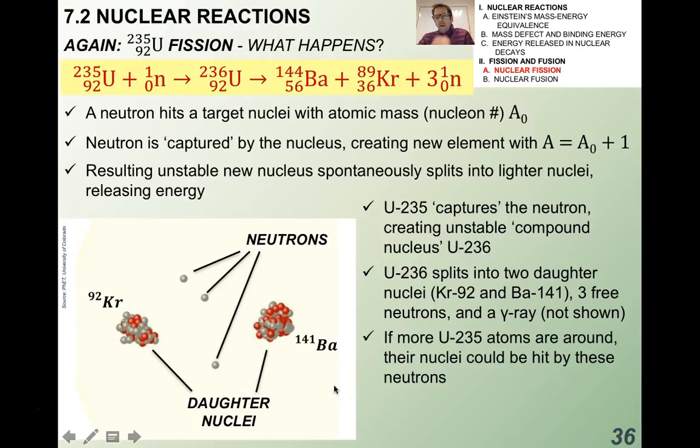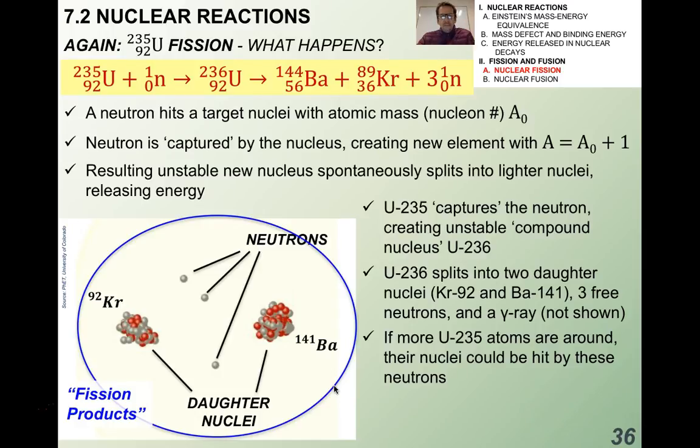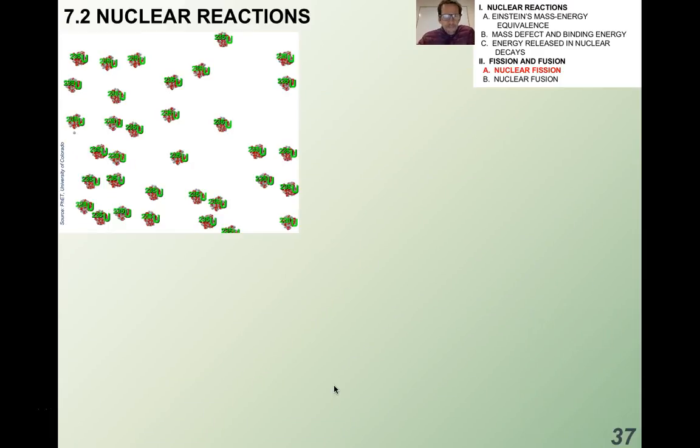Now, if more U-235 atoms are around, their nuclei could be hit by one of those 3 neutrons created by this reaction, okay? These are what are called fission products, and if those nuclei are hit by those neutrons, then the reaction could keep going. Those other 235 atoms could then be converted into uranium-236, okay? And this is one of many possible reactions when uranium-235 fissions. It's not the only one, okay?